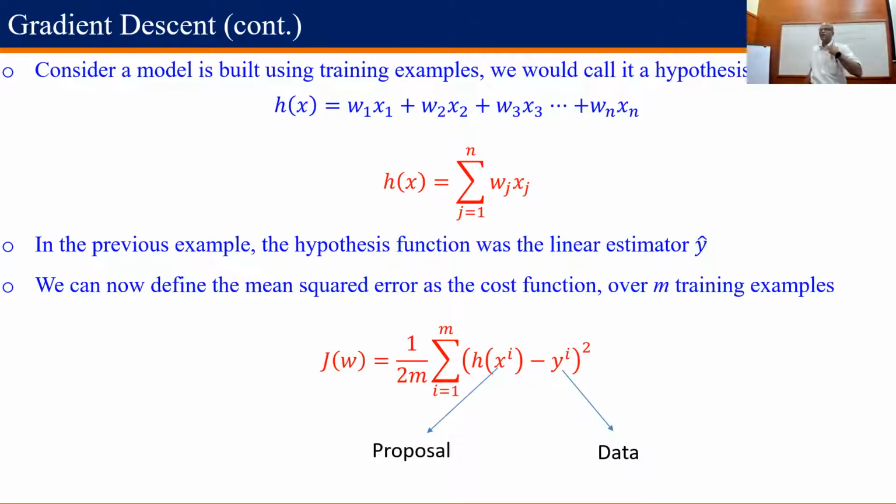Let's proceed further. So this is a linear combination of all these variables. Now you just sum it with the Greek symbol sigma, j equal to 1 to n, wj xj. In the previous example, the hypothesis function was a linear estimator. What is a linear estimator? You tell me the height of the student, or you tell me the age of the student, I'll give you the height. Is that correct, class? Was it the first function we did?